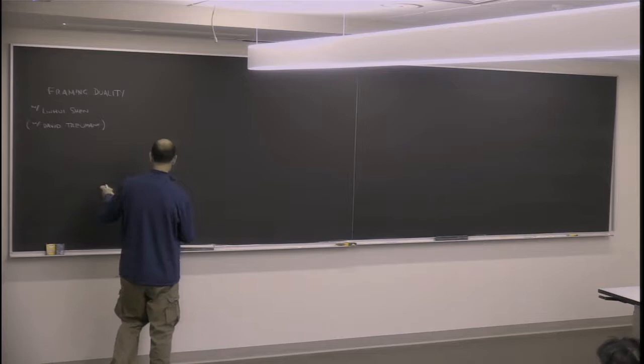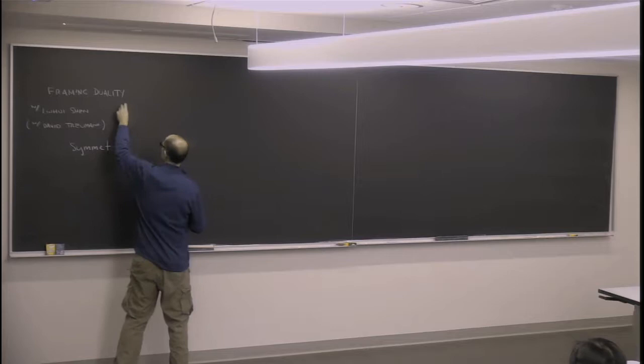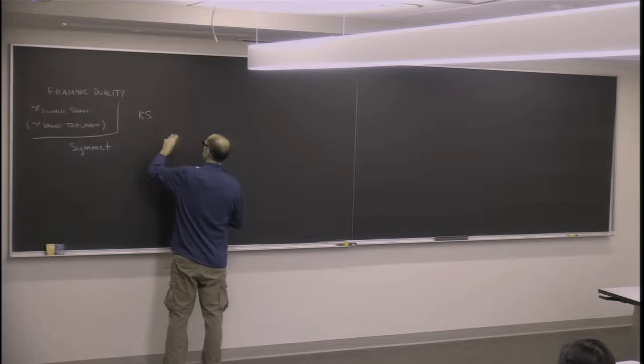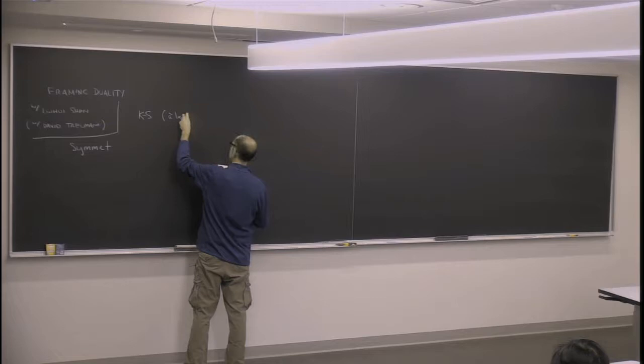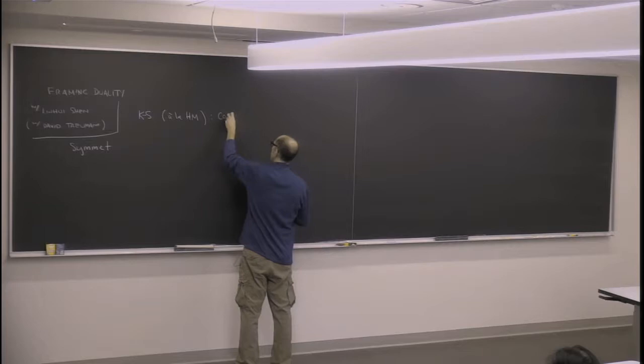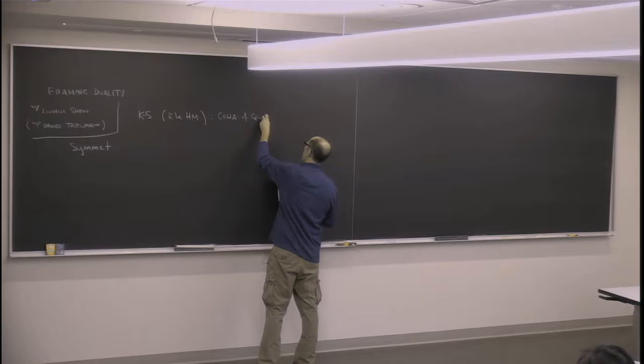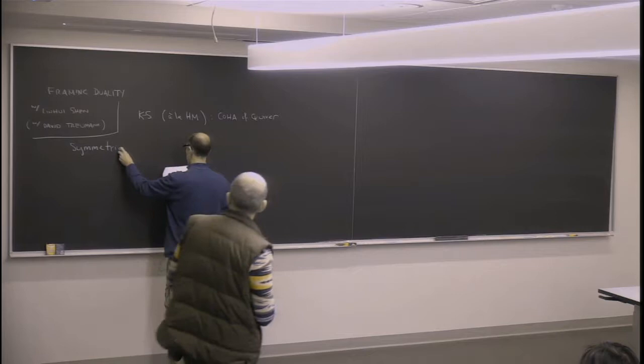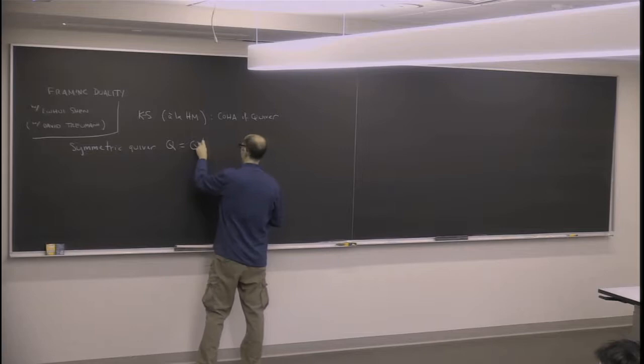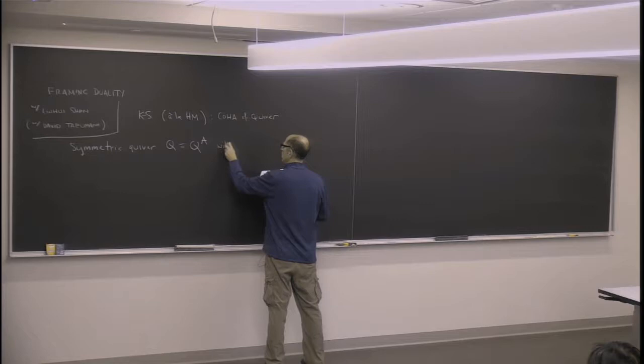So one side is due to Kontsevich and Soibelman, who modeled the BPS algebra of Harvey and Moore, described the cohomological Hall algebra of a quiver. So we begin with a symmetric quiver with g nodes, I'll explain what A is.